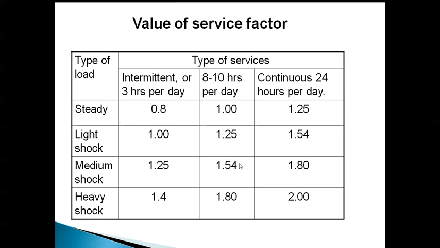Medium shock, intermittent, it is 1.25. For 8 to 10 hours per day, it is 1.54, and for continuous 24 hours per day, it is 1.80. Heavy shock, intermittent, it is 1.4. For 8 to 10 hours per day, it is 1.80, and for continuous 24 hours per day, it is 2. So these are the service factor values based on the type of load and type of service.